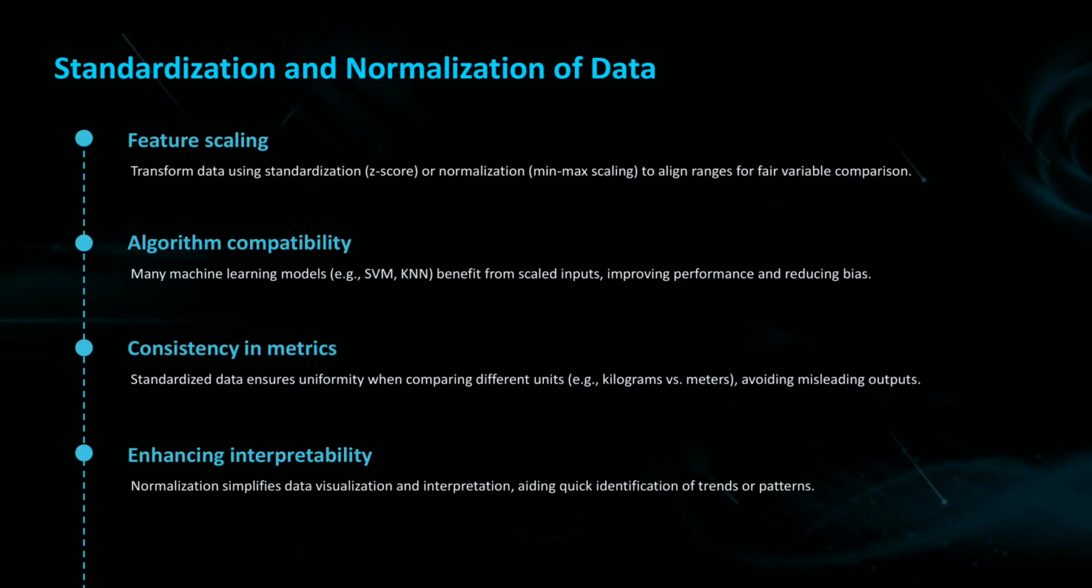Standardization and normalization align data ranges and metrics to improve model performance and interpretation. Feature scaling such as z-scores or min-max transforms helps algorithms like SVM or KNN perform better, ensures consistency when comparing different units, and simplifies visualization so trends and patterns become clearer across diverse features and measurement scales.